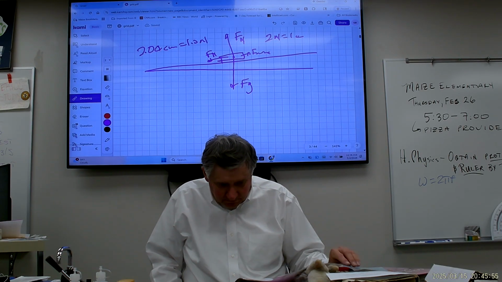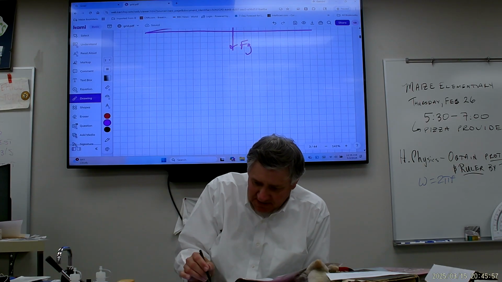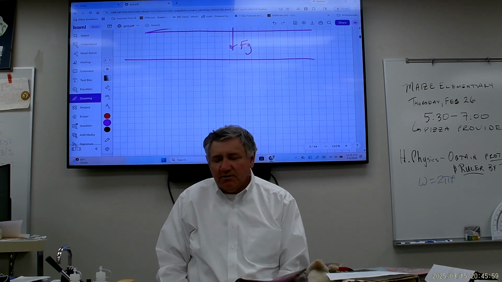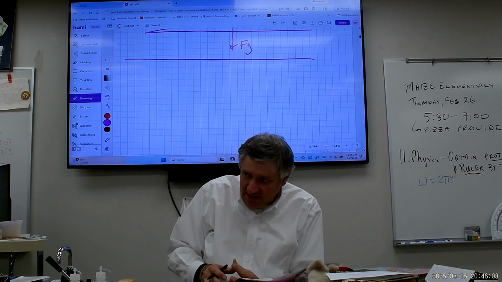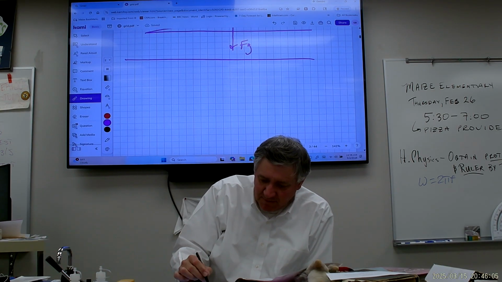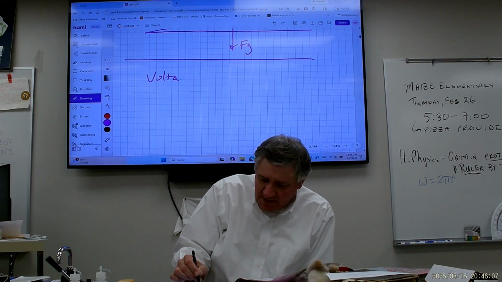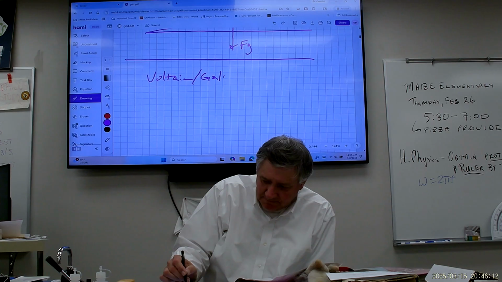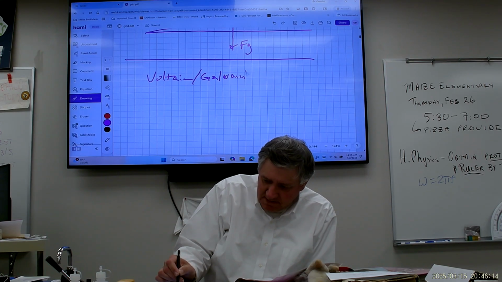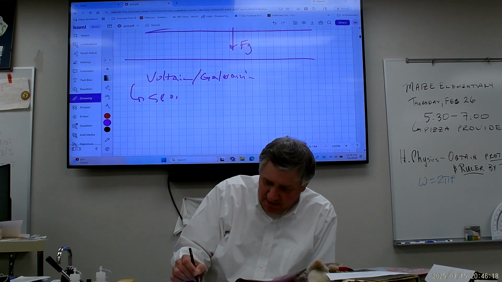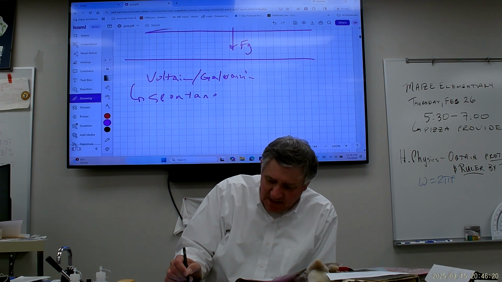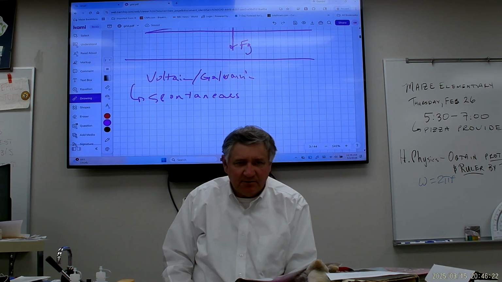Okay. So let's chit chat about this electrolysis stuff. There's a couple of differences between what we call voltaic cells or galvanic cells. Voltaic cells, also called galvanic cells, are spontaneous, okay? You don't have to have an outside battery source. These are going to take place.